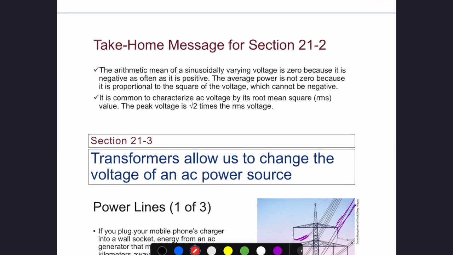Let's wrap up this section. So we are basically looking at the math that helps us describe sinusoidal functions, okay? And we characterize AC voltages as sinusoidal functions. We have to do a fancy type of averaging in order to interpret the power of a sinusoidal varying voltage.